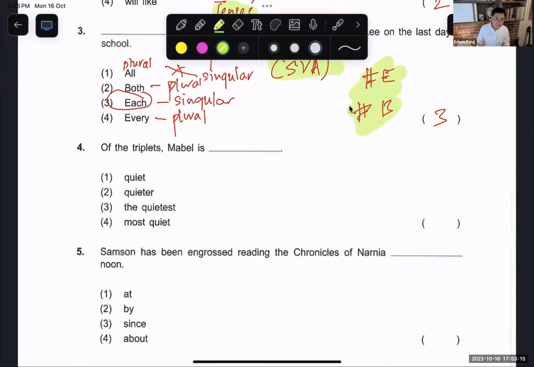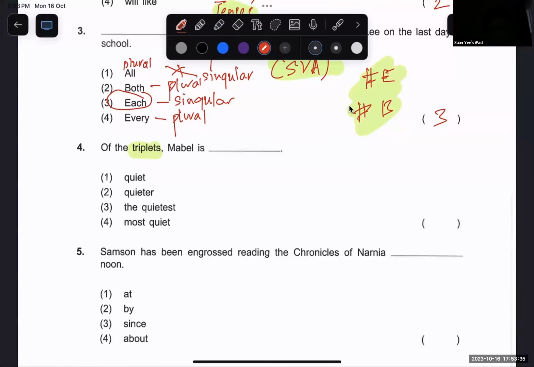Number 4, again, this is one of those kinds of questions that trip you up, because there is a keyword here. This is crucial. You need to know what a triplet is. What's a triplet? Anybody? Yeah, Shani, what's a triplet? Three children. Yeah, it's 3 children.